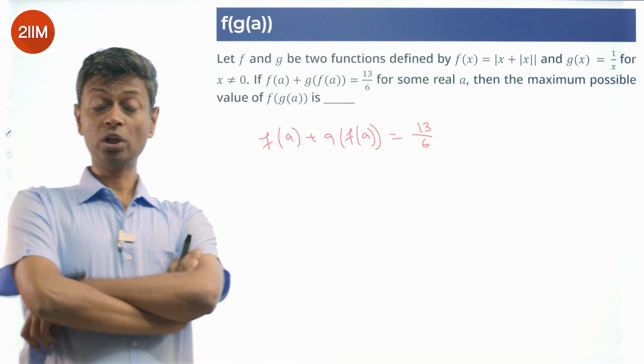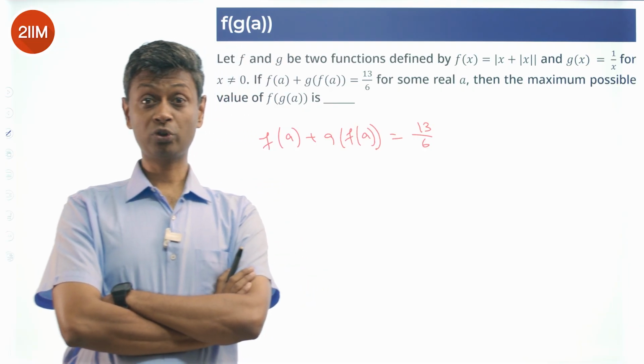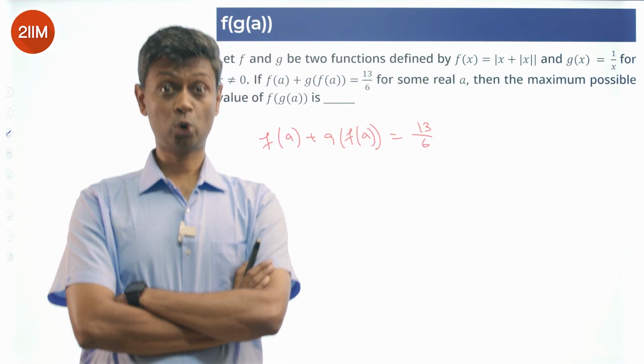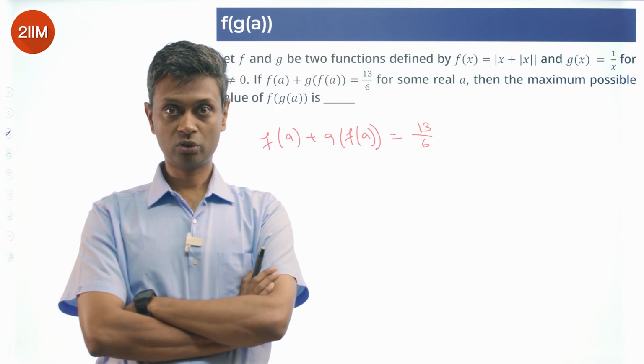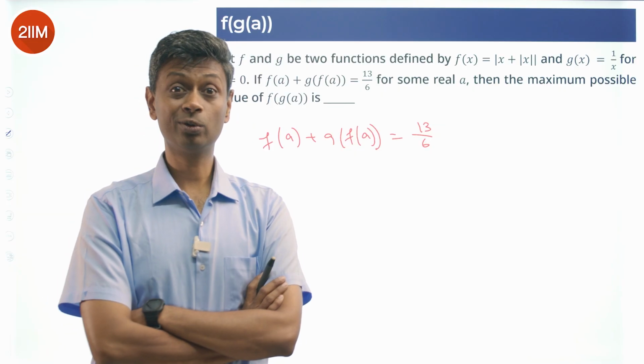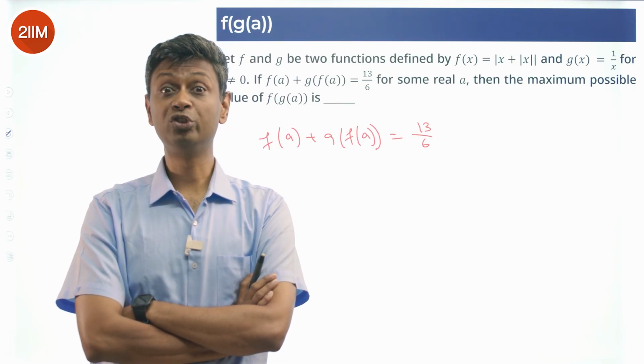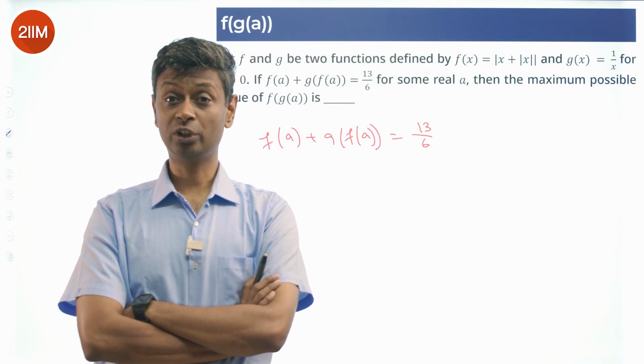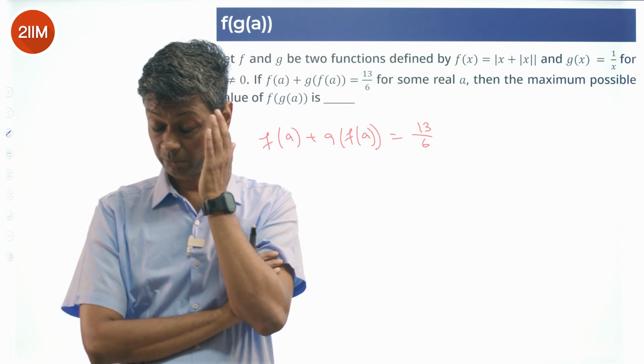F of x is modulus of x plus mod x. When x is positive, x plus mod x will be twice of that, so modulus of 2 times x. When x is negative, x plus mod x will go to 0, so f of x will be 0. Any negative x, f of x is 0. I like that. I want to keep that in my head.